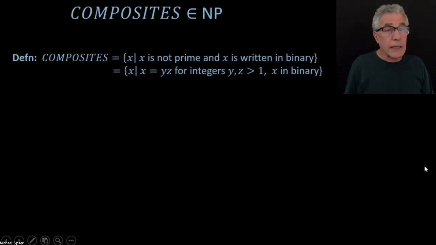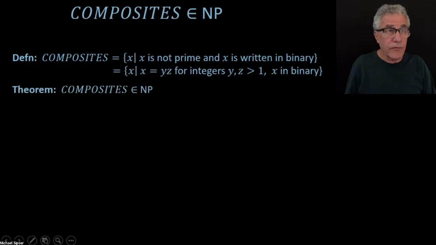Now, let me do a second example. The problem of composites. So the language of all composites are all of the non-primes, written as binary numbers again. We'll talk about the base and the representation in a second, but just imagine these are all of the numbers that are not prime. And that language is easily seen to be a member of NP.